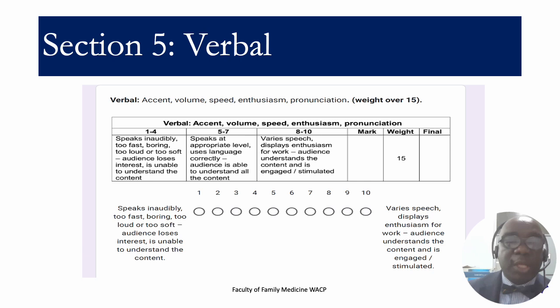The next section is the verbal, which has to do with the accent, the volume, the speed, the enthusiasm of speech, and pronunciation. The weight in this case is over 15. You still score between 1 to 10, and then it's converted based on the weighting. Again, clear rubrics are provided for each section, and what is clearly a fail and what is clearly a pass or excellent.